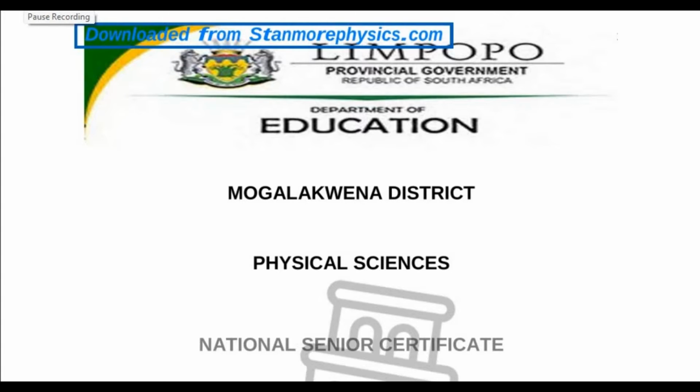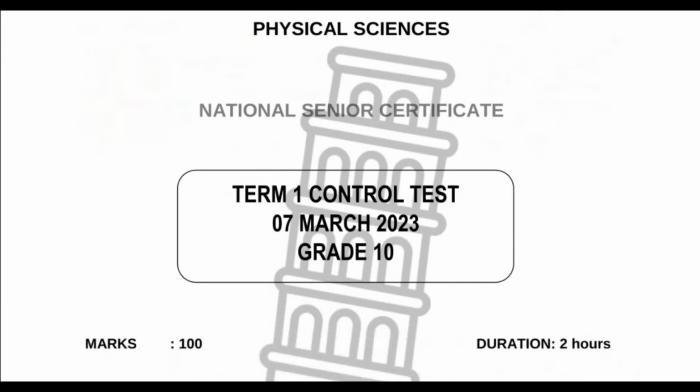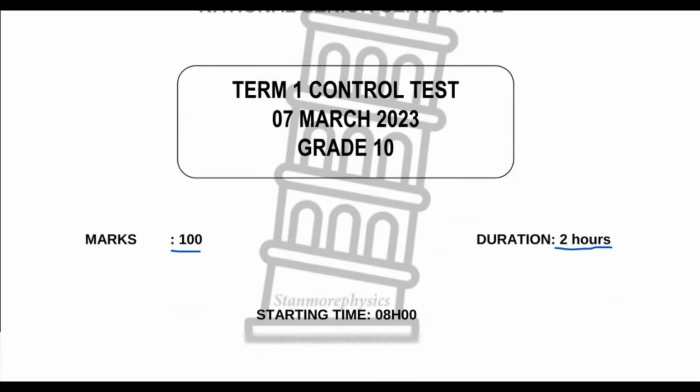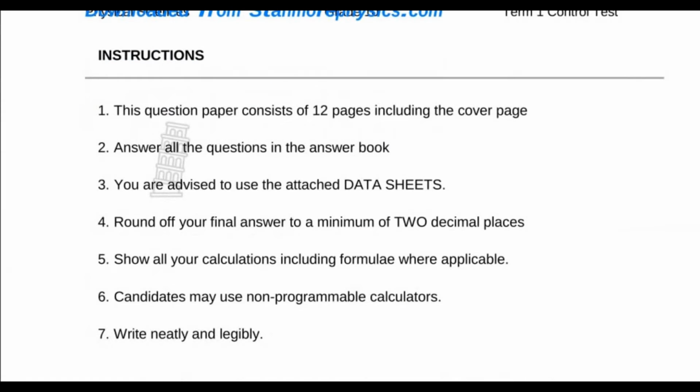This is the physical sciences question paper that was written last year. It is the March control test from the Limpopo provincial government, right? So it's a term 1 control test. The marks is 100 and it was for 2 hours. So we're going to try to answer this question paper within that allocated time.